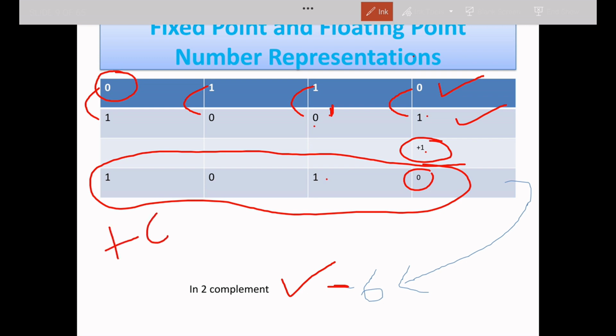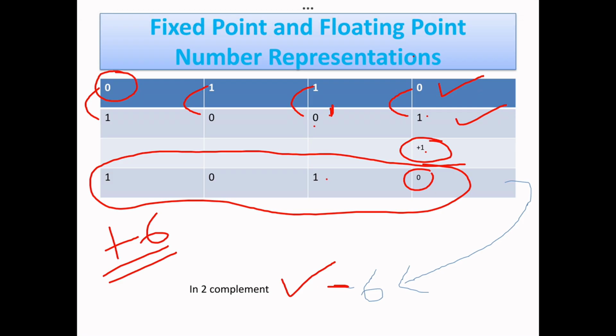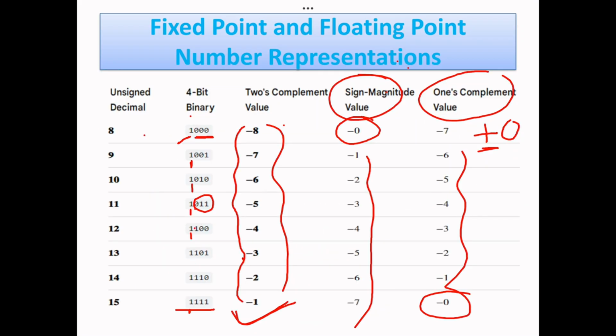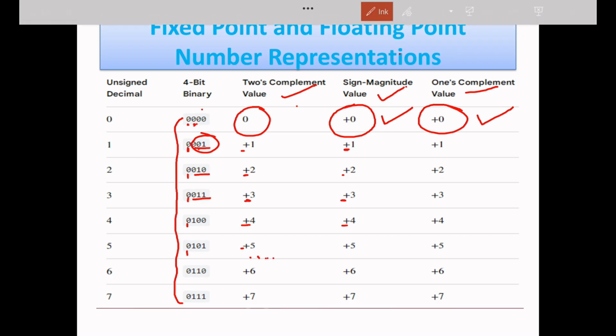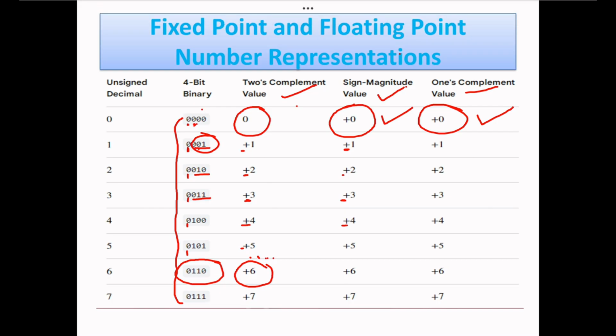This is the second complement for plus 6. I think that you understand. So second complement, if I am going here, you can see what is 6. So my 6 was 0 1 1 0. It was my plus 6. In 2 complement it is plus 6. Okay. Now I will go next page.